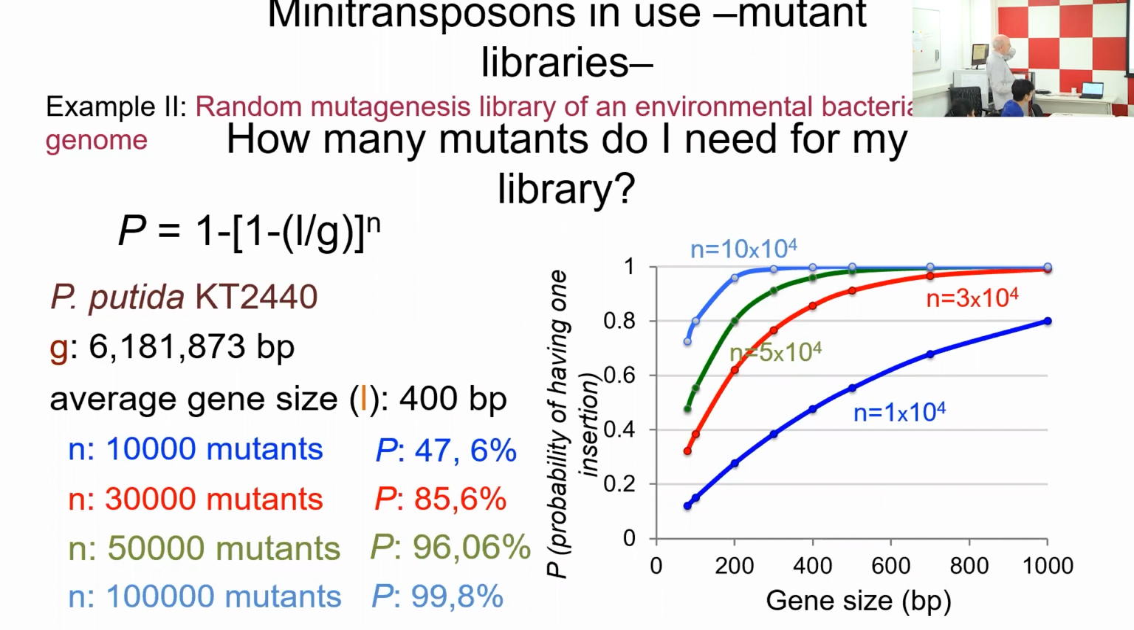10,000 insertions in the chromosome, chances are that the coverage of insertions will be 47%. If you go to 30,000 insertions, you will cover 85%. If you have 50,000 mutations, you will have 96%, and you need at least 100,000 mutations to cover practically the whole genome. Okay, this is a pure mathematical calculation, and it is only indicative.